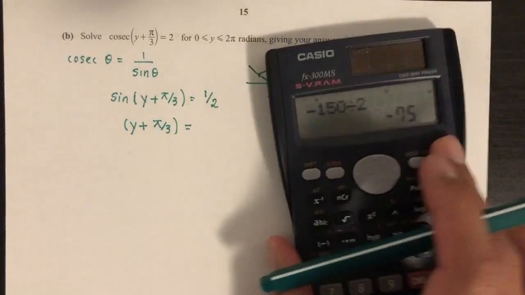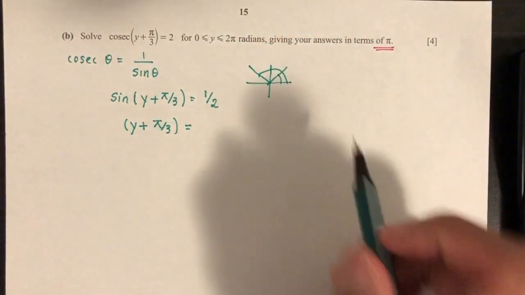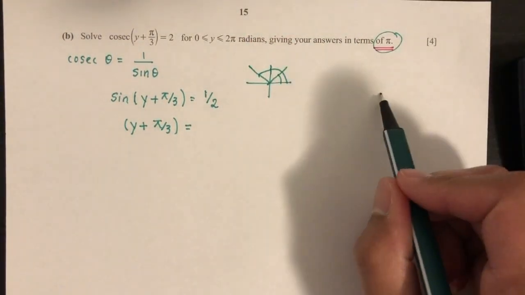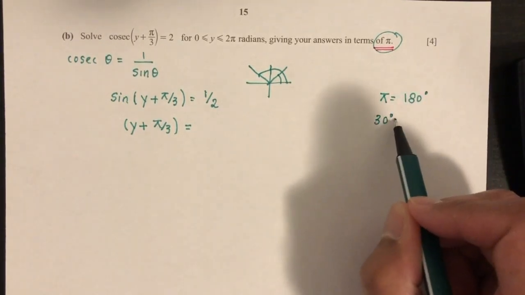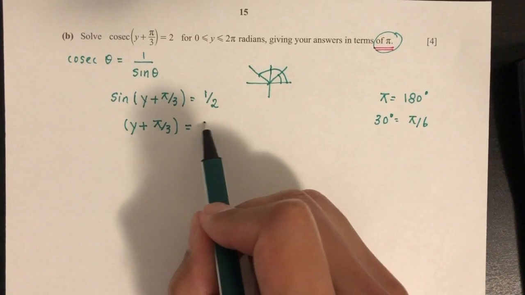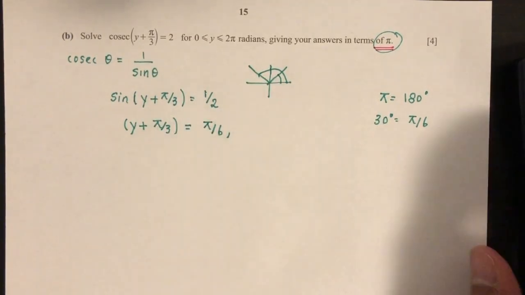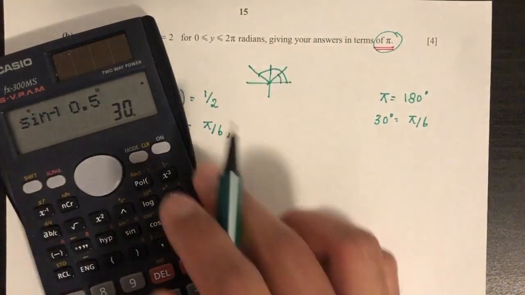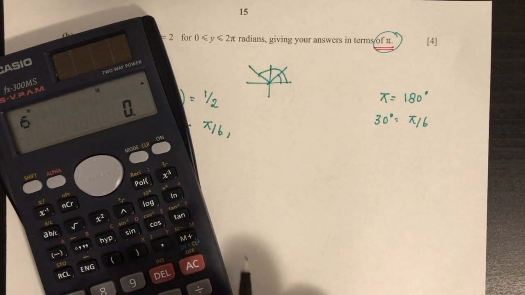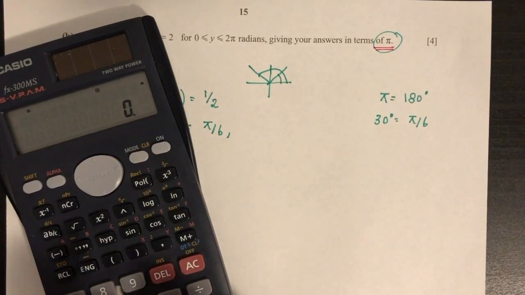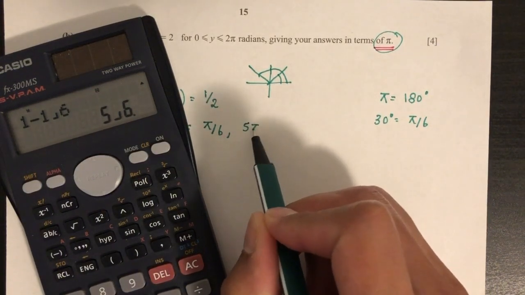That will be sine inverse 0.5, that is 30 degrees, but we need it in terms of pi. So we have to know pi is equal to 180 degrees. 30 degrees will be pi by 6. So this is pi by 6. And what is this angle here? It will be pi minus pi by 6. So it will be 1 pi, basically 1 minus 1 over 6. That will be 5 pi by 6.